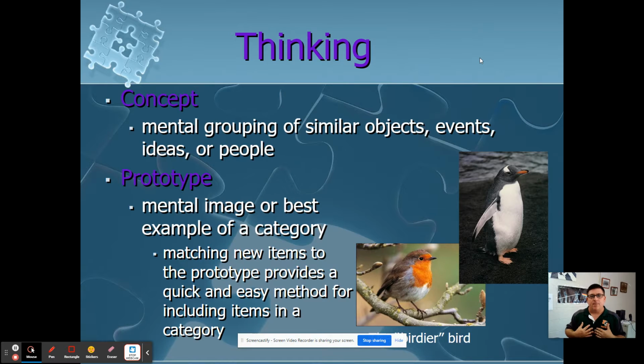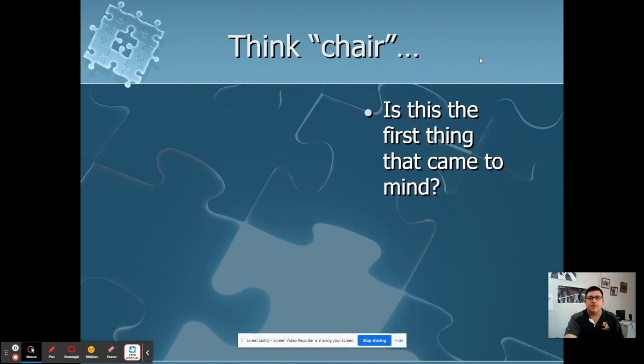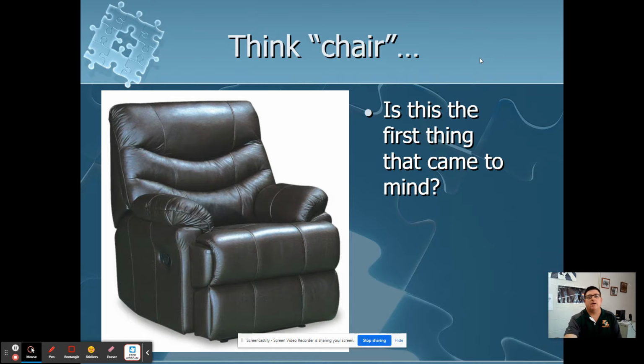For example, my prototype of a bird is not a penguin or a finch. My prototype of a bird is an eagle. That's my best mental image of a bird. That American eagle flying above the lake and just cruising. All right. Now, I did it wrong.